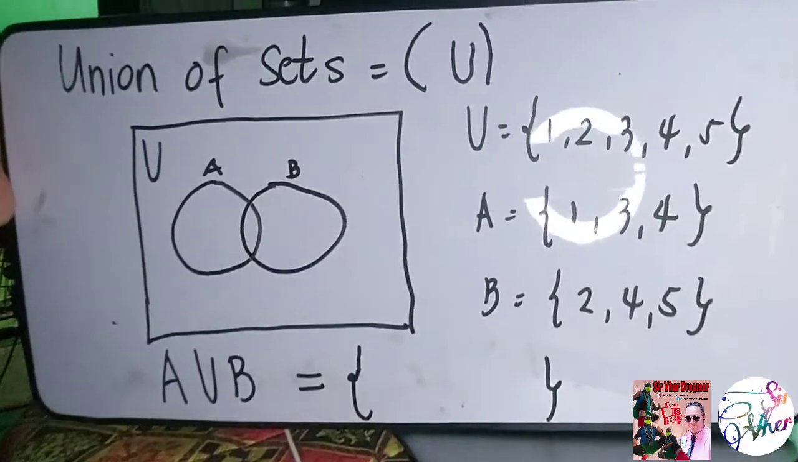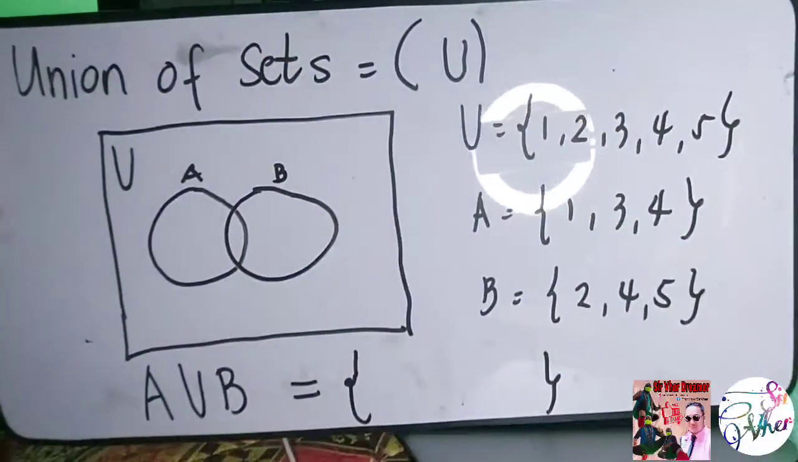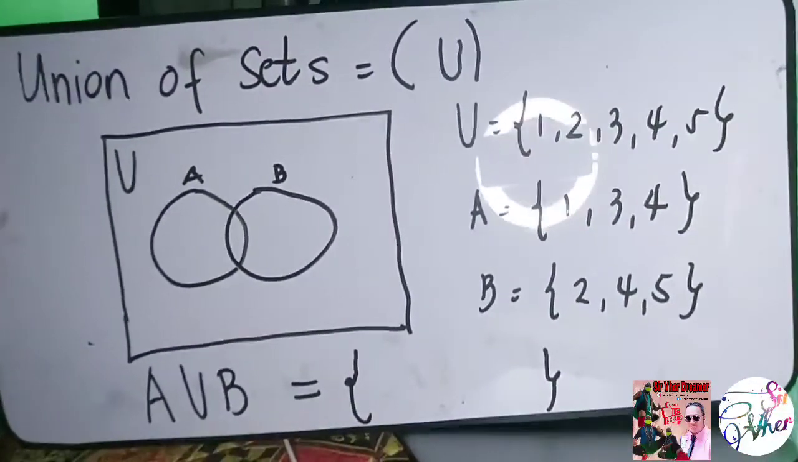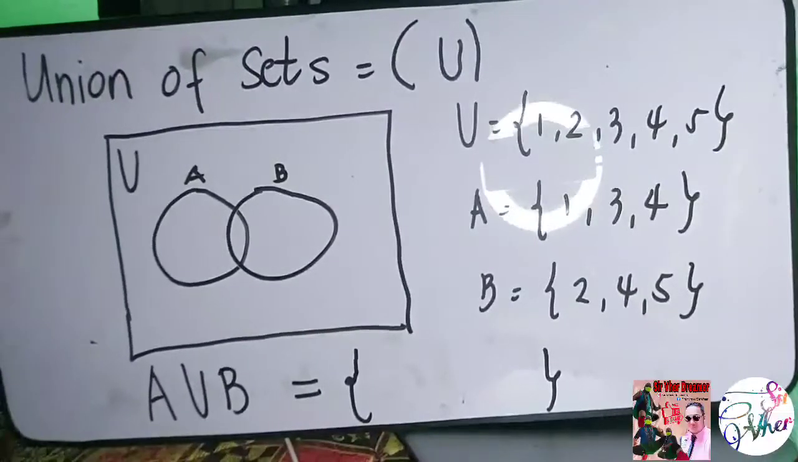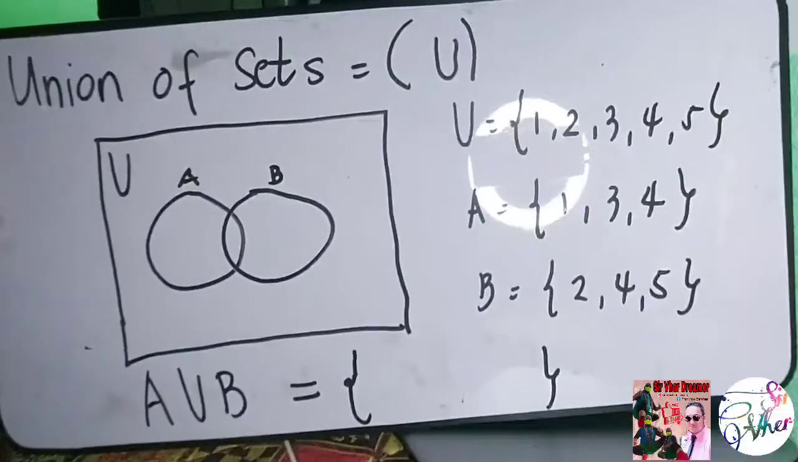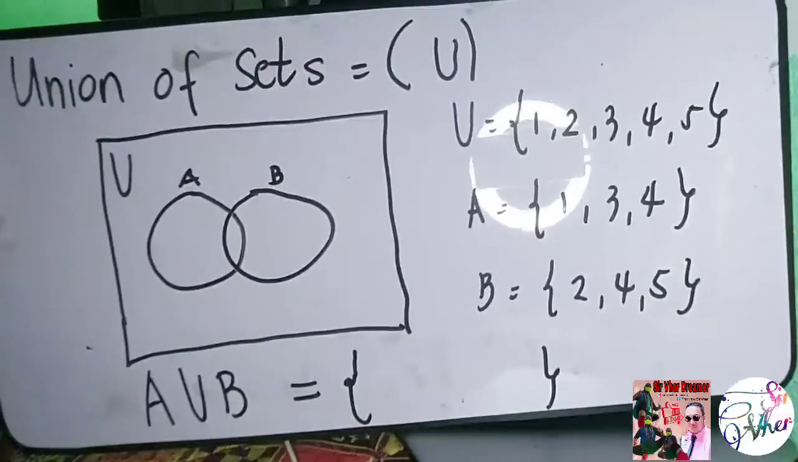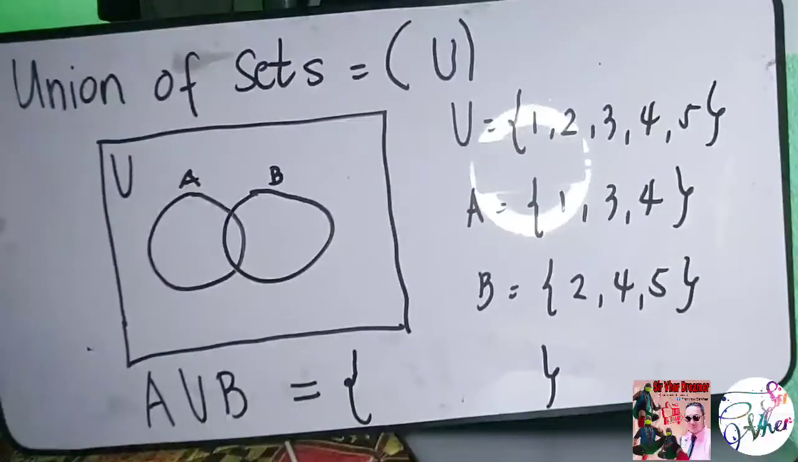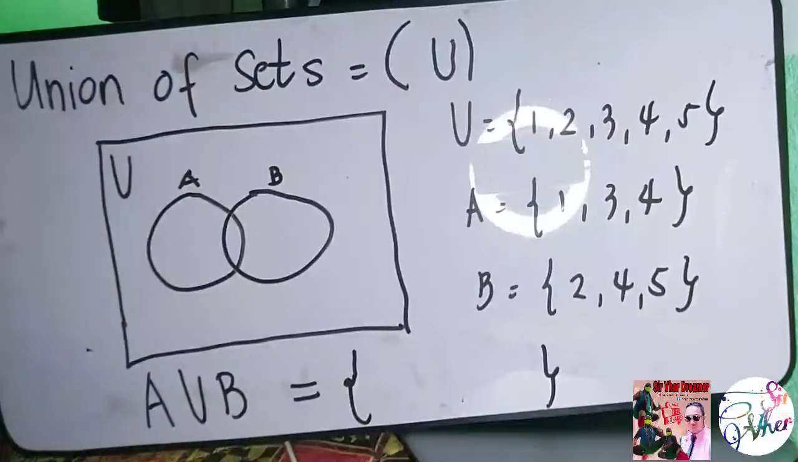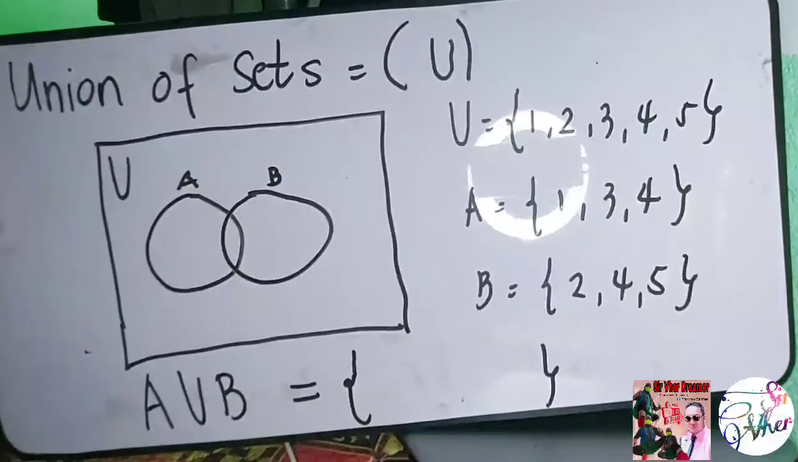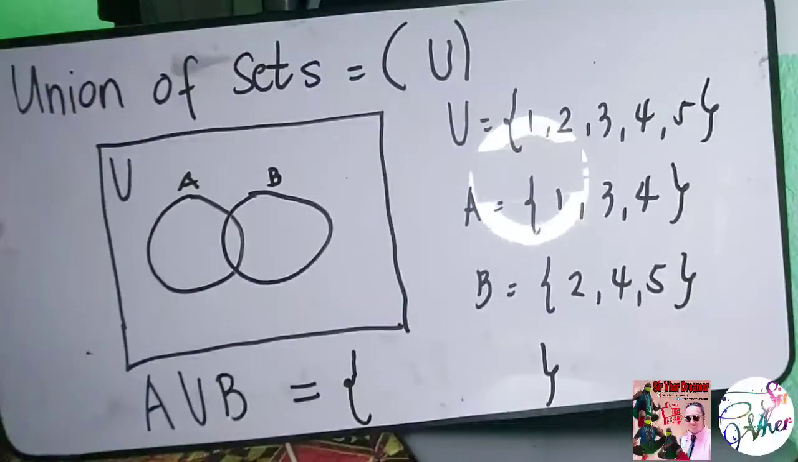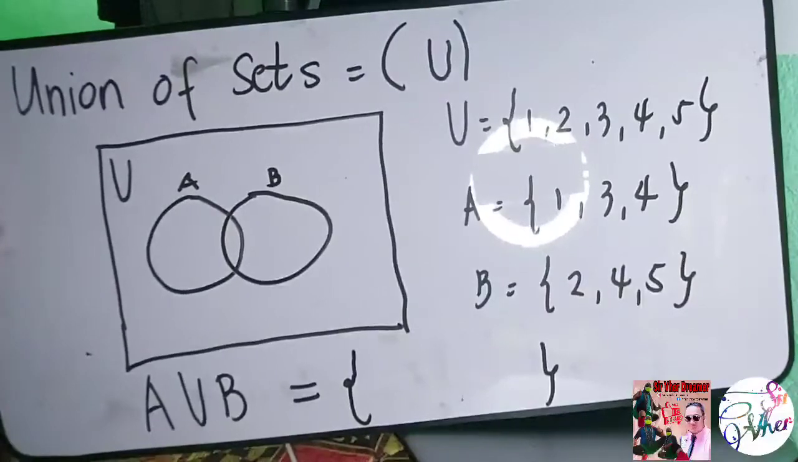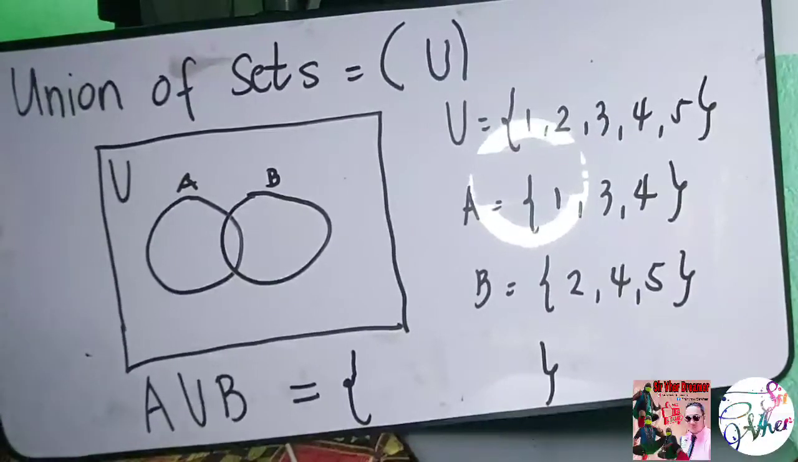Okay, let's proceed. Union of sets. What is the union of sets? We have already discussed it last week. When we say union of sets, if you get the synonyms of the word union, we have merging and combination, meaning to say we are going to merge, to combine all the elements. Did you get it? Okay.